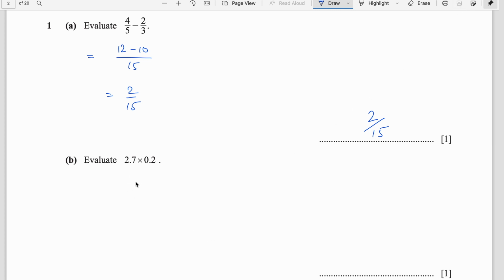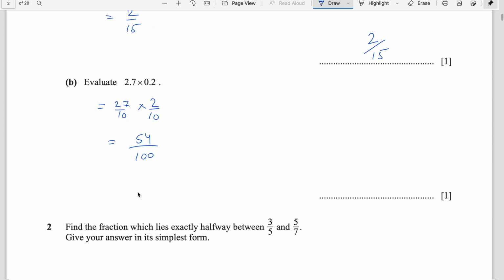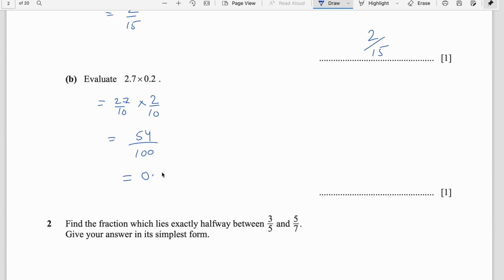Question 2. Evaluate 2.7 times 0.2. 27/10 times 2/10, because there is one place after the decimal in each. 27 times 2 is 54/100, which makes it 0.54.